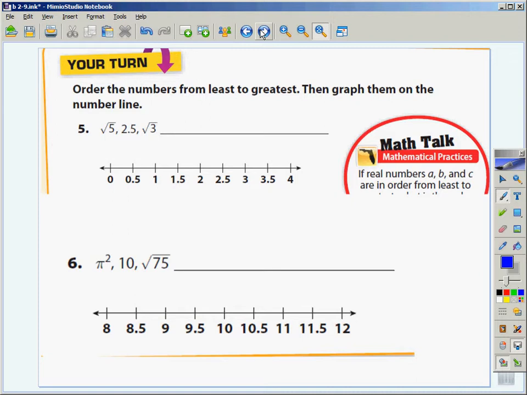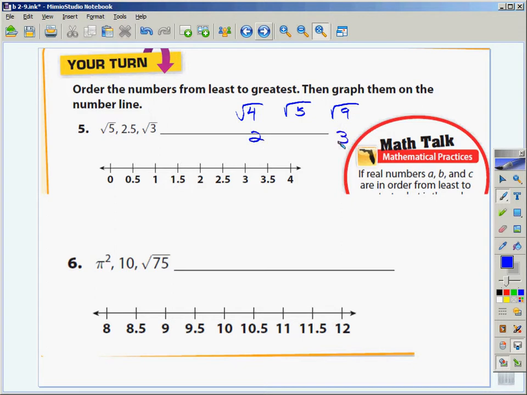Order the numbers from least to greatest, then graph them on the number line. Okay? And again, notice they're just getting us to the nearest what? 10th. Right? If I'm somewhere in the nearest 10th, actually they're in halves, but if I get to the nearest 10th, it's going to be easy to decide. So, the square root of 5. How would I estimate that? In my list, what's on each side? The square root of 4 and the square root of 9.